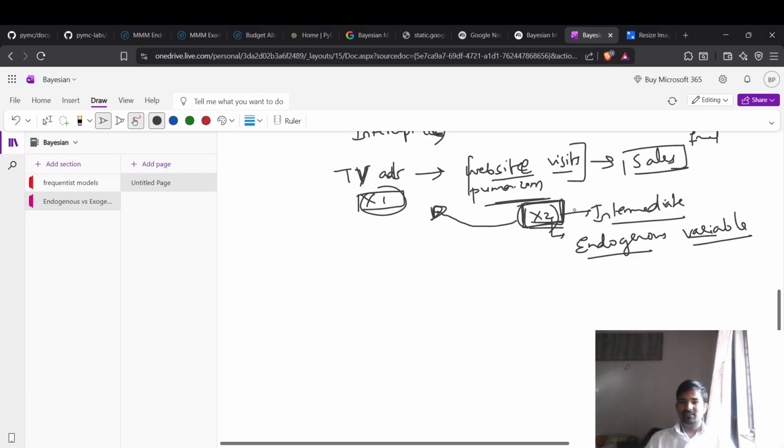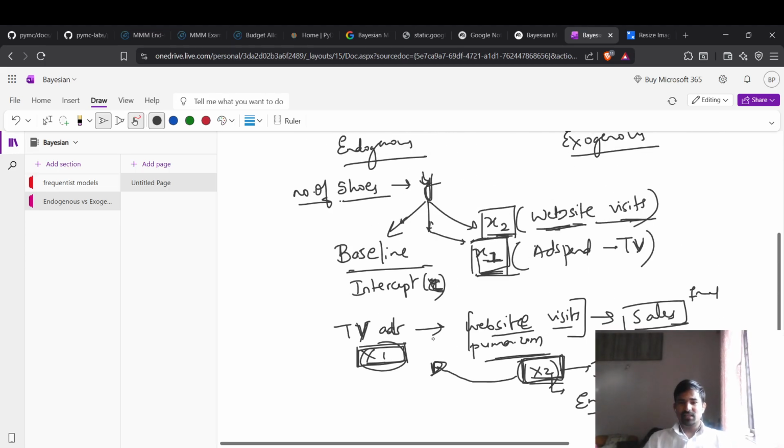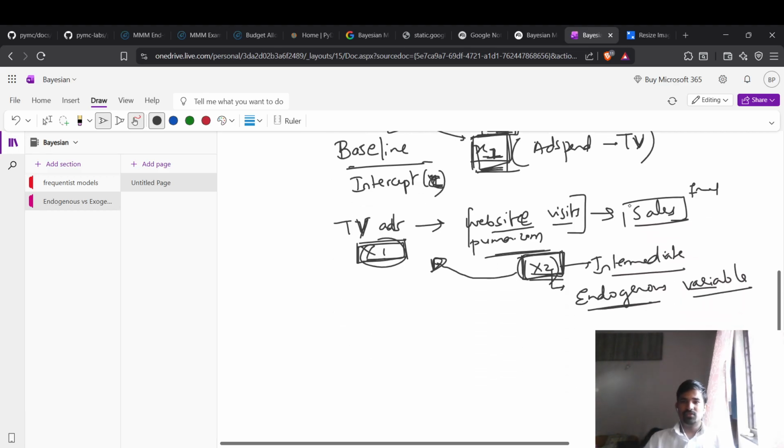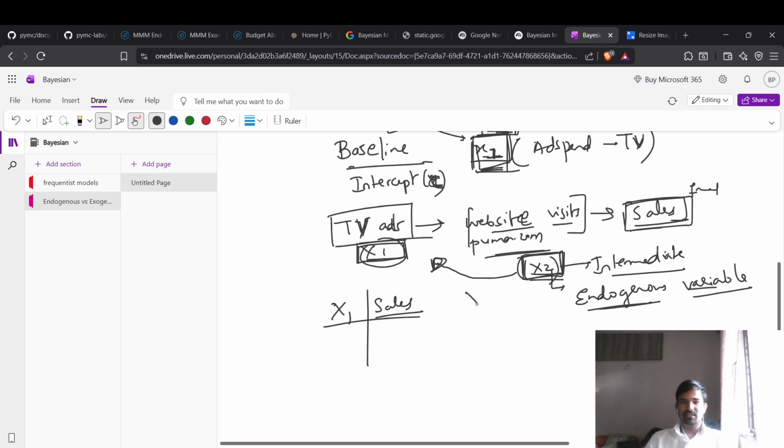That is known as endogenous. Whereas if you look at x1, the ideal scenario would be that you consider only x1 or x2, but since I'm interested only in the TV ad spend, I would like to know how my sales are being affected by the TV ads. So in this scenario I would only take x1 and try to figure out the sales. I'll not be taking x2 because it's an endogenous variable.